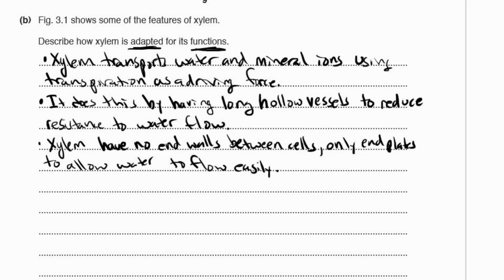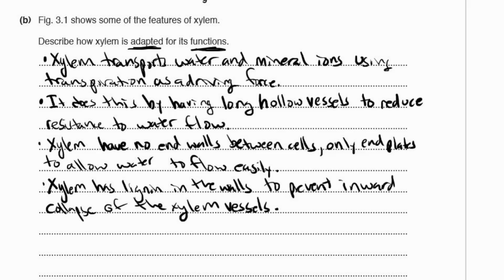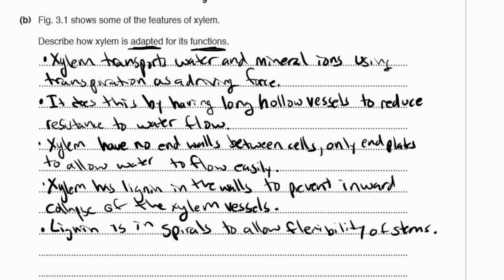So another adaptation you can talk about from xylem is the lignin. And lignin does a few things. So lignin prevents the vessels, the xylem vessels, from collapsing inward with all the pressure of the water coming up. So xylem has lignin in the walls to prevent the inward collapse of the xylem vessels. That's very important. Another thing that the lignin does is it's in spirals, so it allows the plants to have flexible stems. So lignin is in spirals to allow the flexibility of stems.